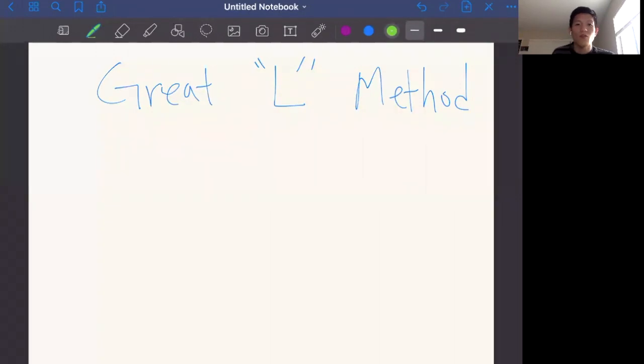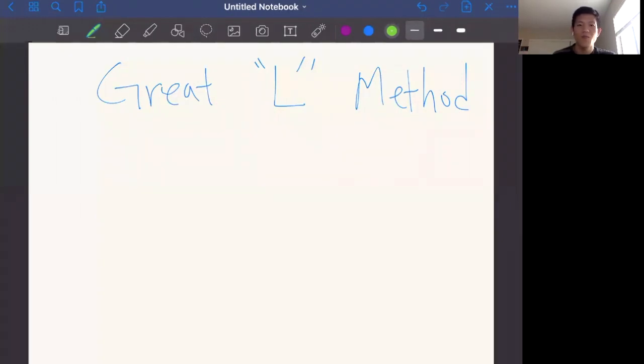So let's take a look at what the grid L method is. The grid L method is a method that is used to find both greatest common factor, GCF, and least common multiple, LCM. Okay, so I'm going to show you how to do it. Now, there are many other methods out there that you can use to find GCF and LCM. So if you are more familiar with other methods, by all means, use that.